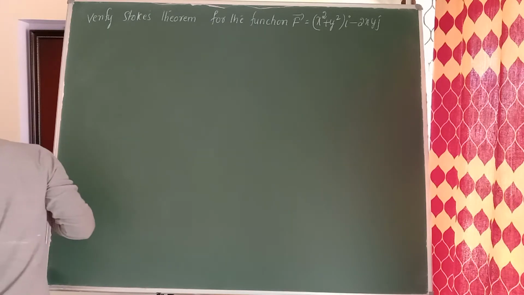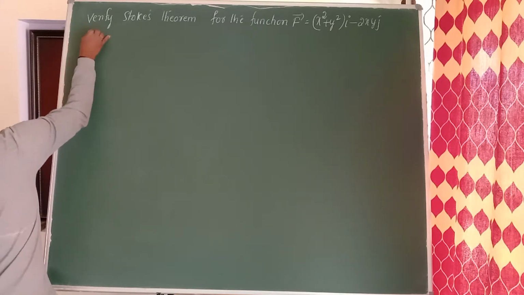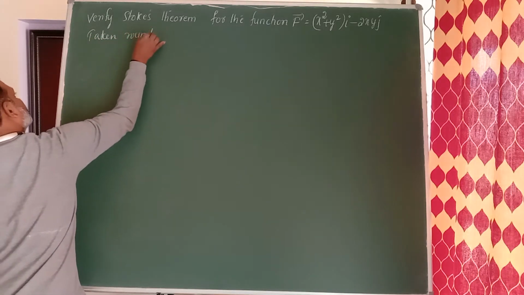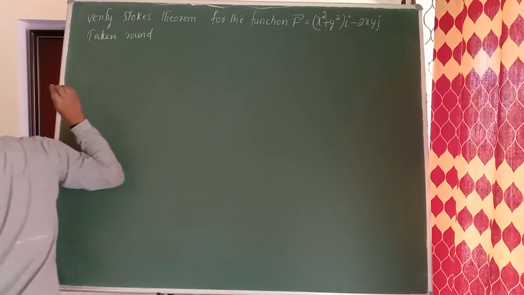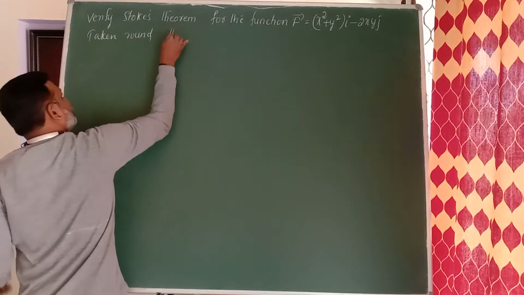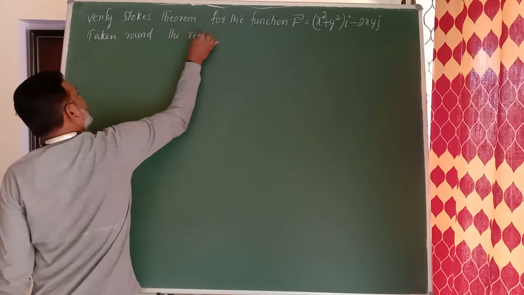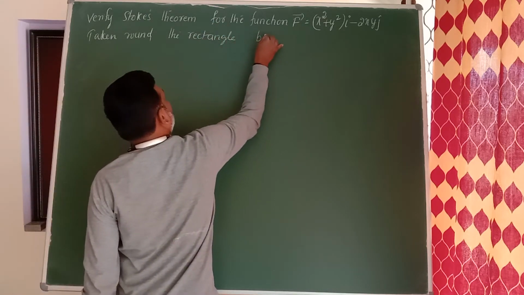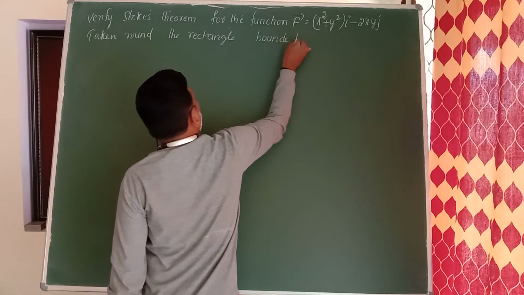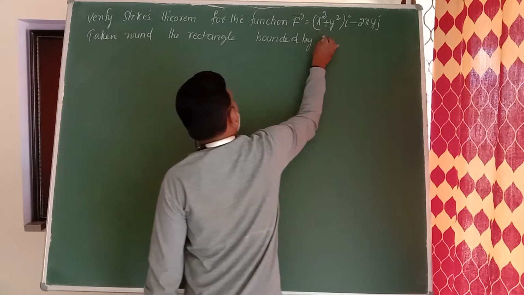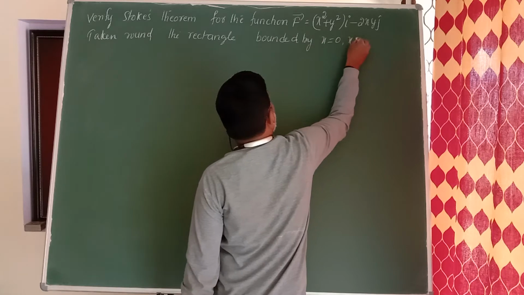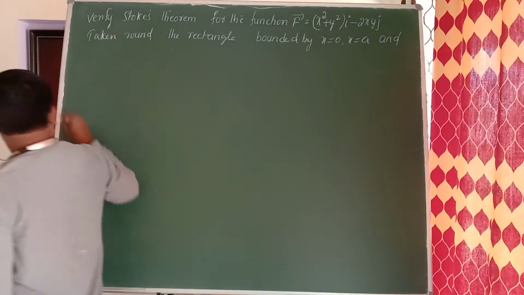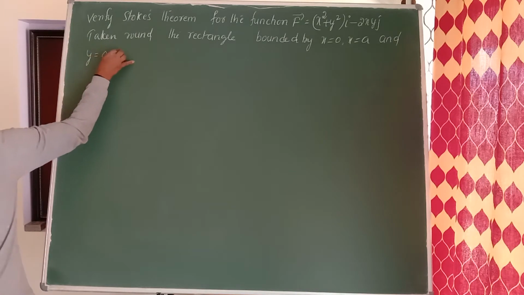taken around the rectangle. This is very important. Taken around the rectangle bounded by, they are given the boundary condition, x is equal to 0, x is equal to a, and one more condition is there, that is the y condition: y is equal to 0 and y is equal to b.